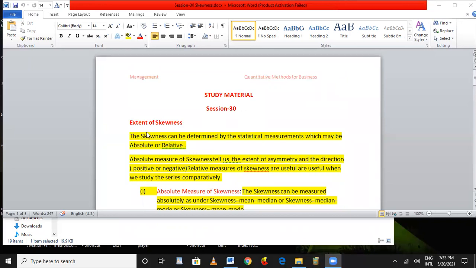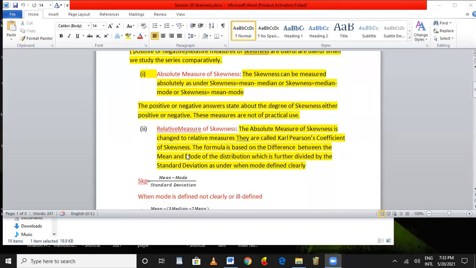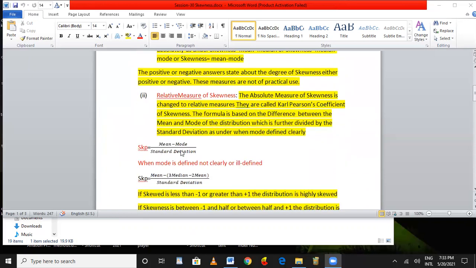In the extent of skewness, the skewness can be determined by a statistical measurement, which may be absolute or relative. The absolute measure is there, the relative measure is there. Skewness is equal to mean minus median over standard deviation, or Skp is equal to 3 into (mean minus median) over standard deviation.